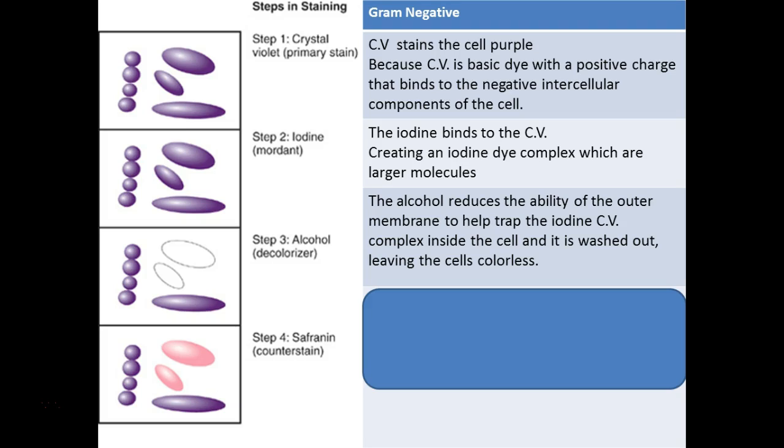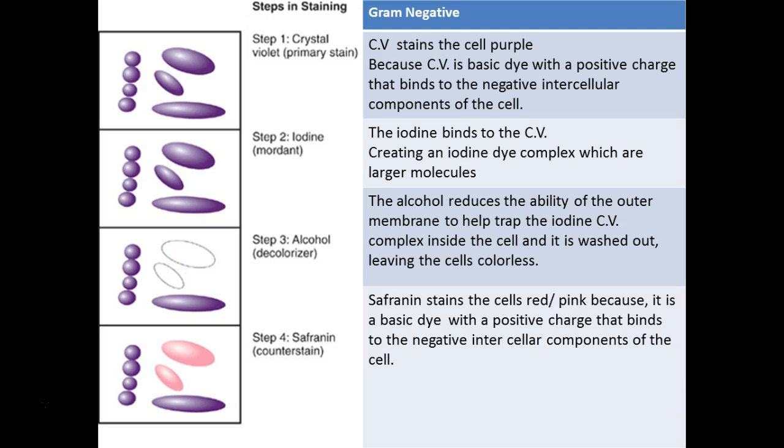Safranin? We got to stain them, right? And that's safranin, right? Which is a red dye. But remember, we damage these cells. So they don't hold on to a lot of the red dye. They end up looking, what? Pink. And again, another basic dye. Safranin is positively charged, attracted to the negative components in the cell, goes inside the cell.